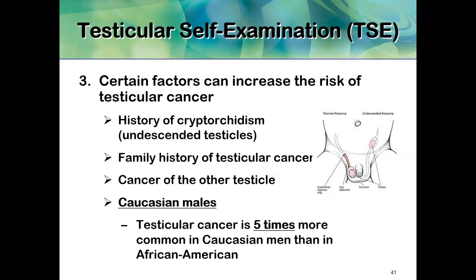The other thing would be a family history of testicular cancer, or if a male has already had testicular cancer in one testicle. Again, in Caucasian males, testicular cancer is 5 times more common than in African American males. So we kind of have this inverse relationship between prostate cancer and testicular cancer.